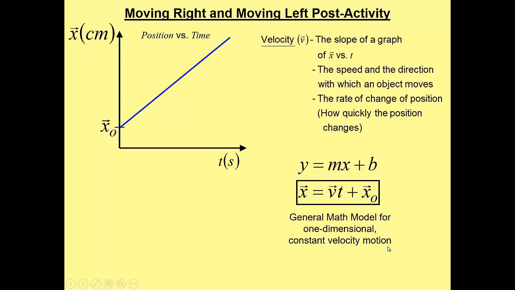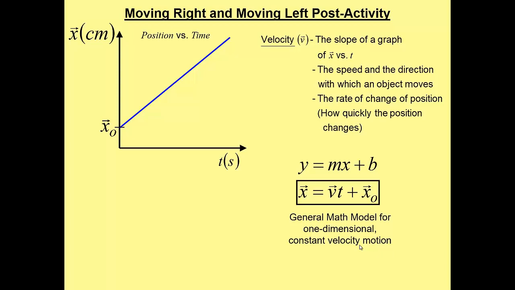Hence the name of our unit, which is constant velocity, right? That's the model we're building in this unit. Things that move at constant velocity. We'll get to changing velocities a couple of units from now, right? But in this unit, we're going to focus on constant velocity motion. And in fact, one-dimensional constant velocity motion.